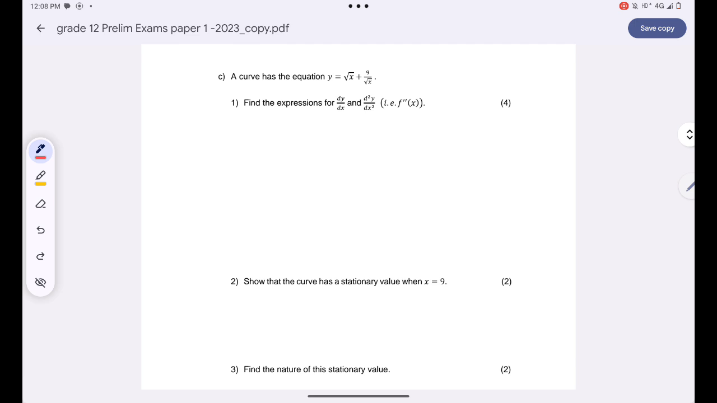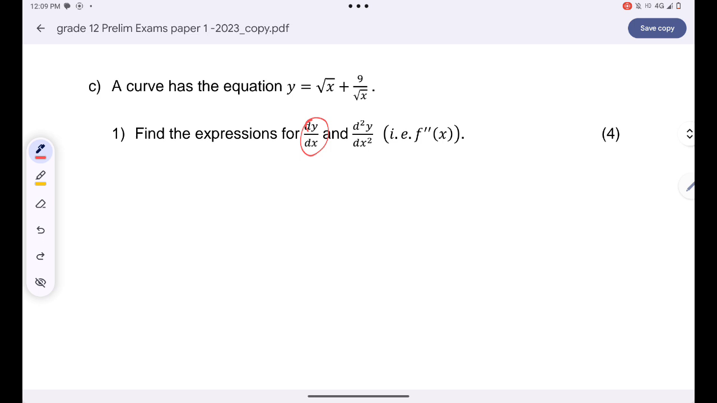C has an equation of y is equal to the square root of x plus 9 all over the square root of x. I'm supposed to find the expression of the first derivative and the second derivative. Okay. y is equal to the square root of x plus 9 over the square root of x.